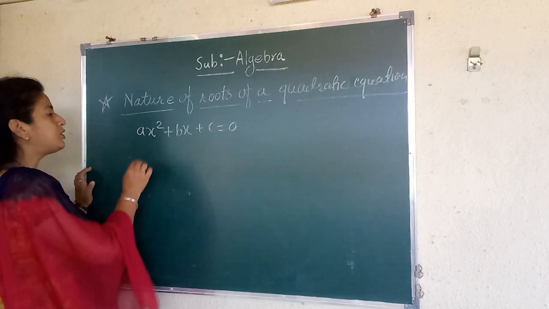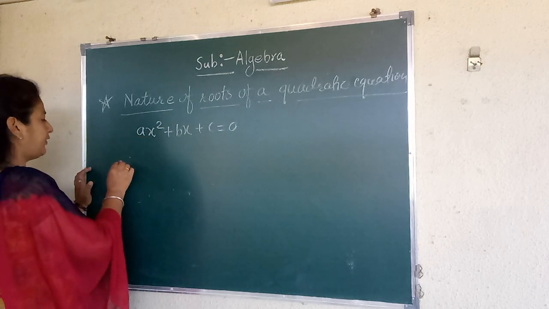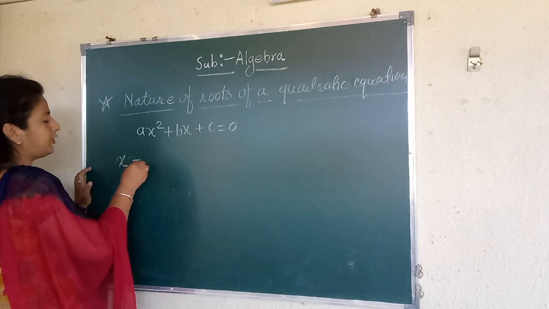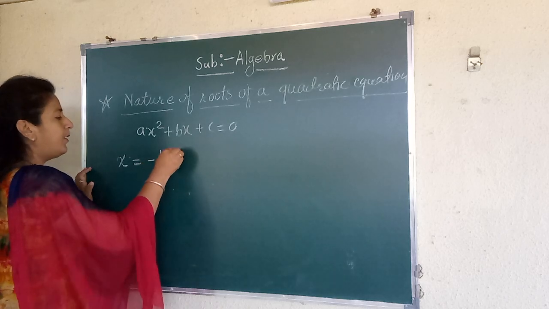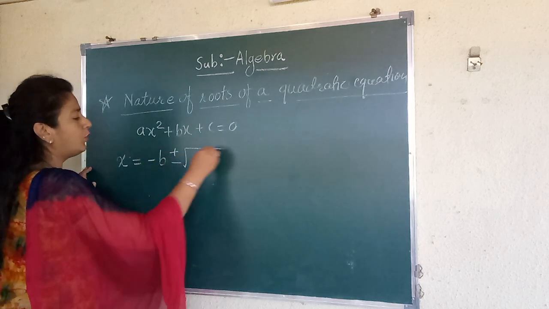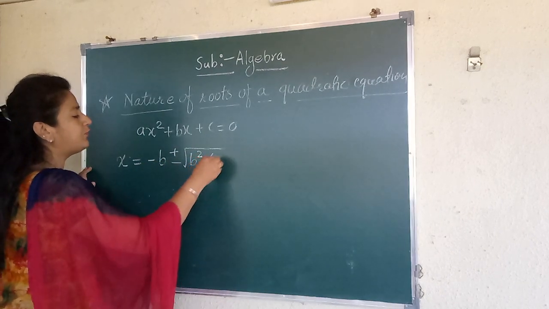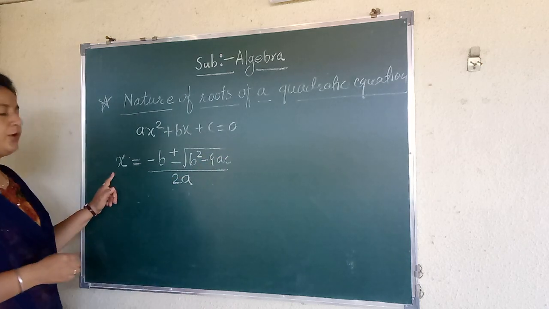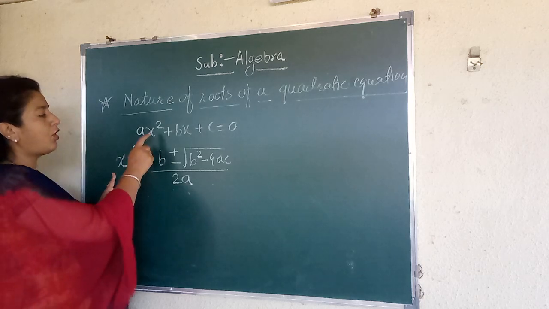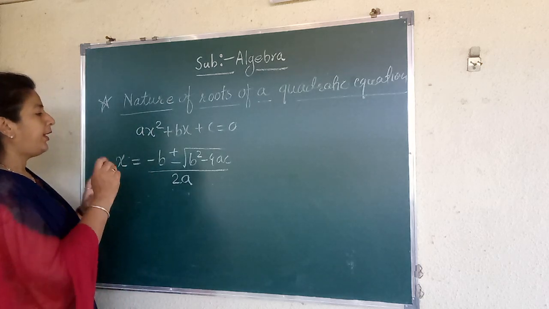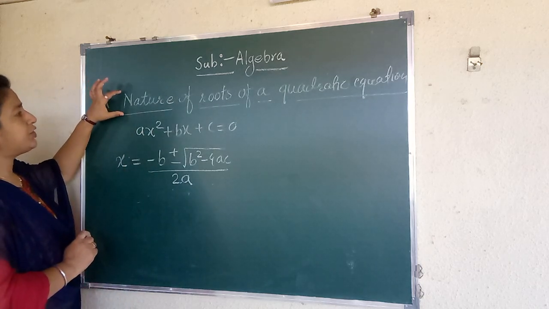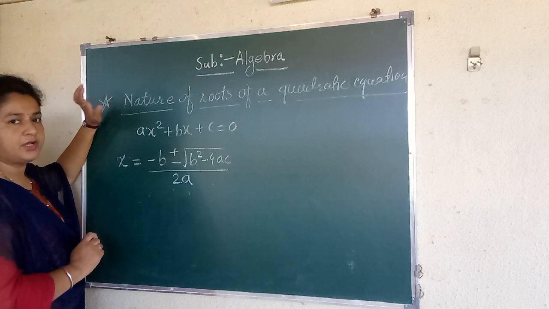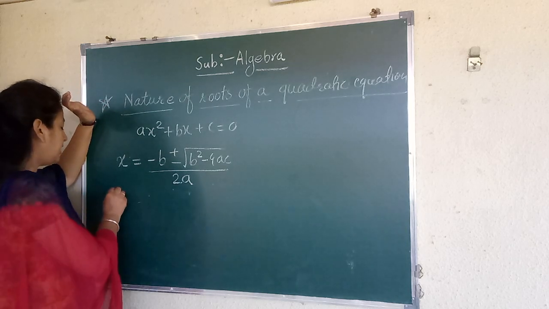The roots of this standard quadratic equation are x is equal to negative b plus or minus root b square minus 4ac upon 2a. This is the formula to find the roots of a quadratic equation. Now, what is the nature of the roots? How to find that, we'll see.